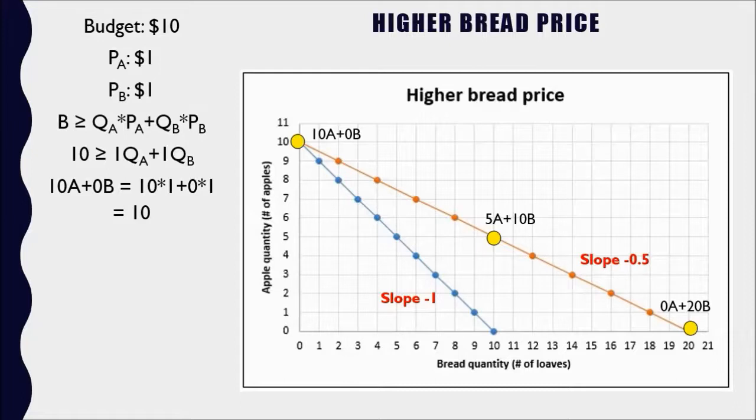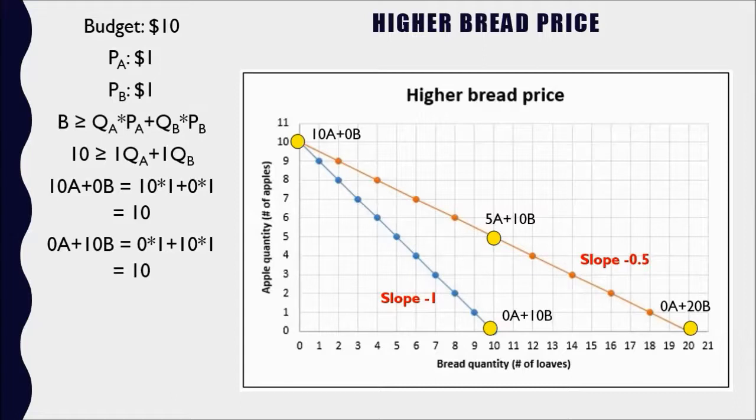Another combination of goods available for the customer is 0 units of apple and 10 units of bread. In the original example, the consumer could afford 20 units of bread when they didn't purchase any apples. This makes sense because the price of bread was half of the current price, meaning that consumers could afford twice as many units of bread.